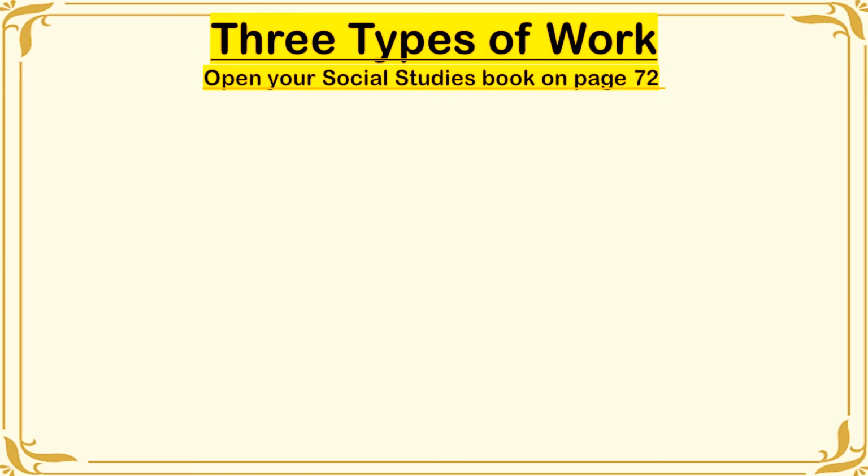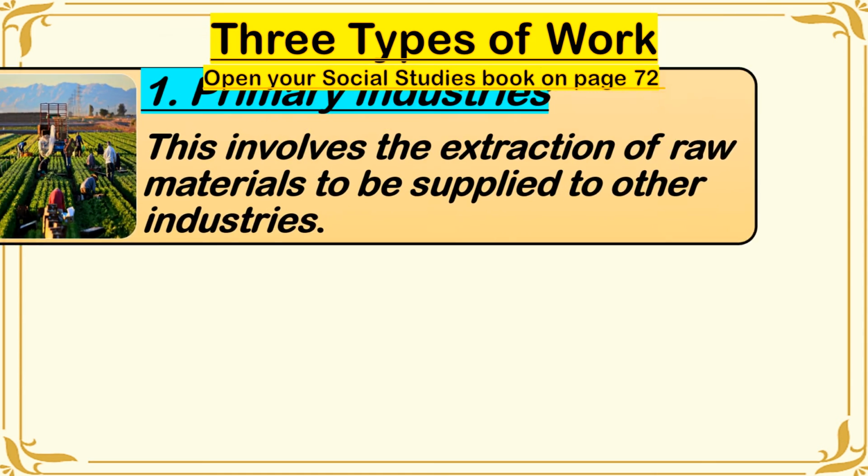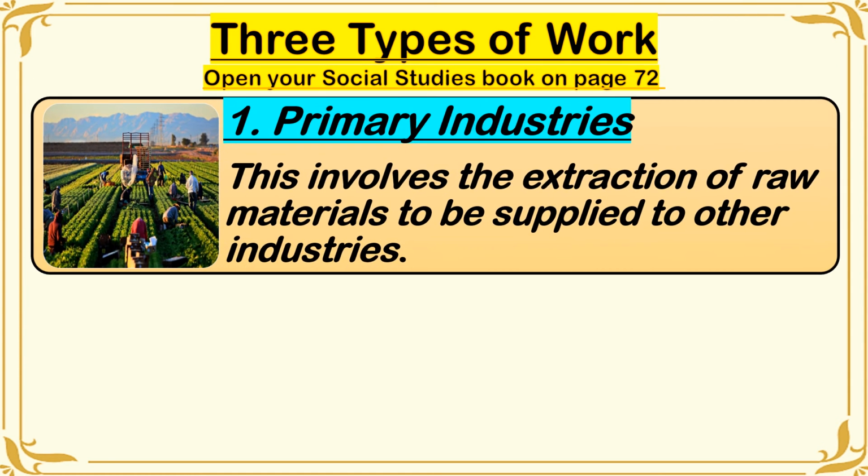So class, let us now discuss the three types of work. Please open your social studies book on page 72. The first type of work that we are going to study is about the primary industries. This involves the extraction of raw materials, of course, from natural resources to be supplied to other industries.